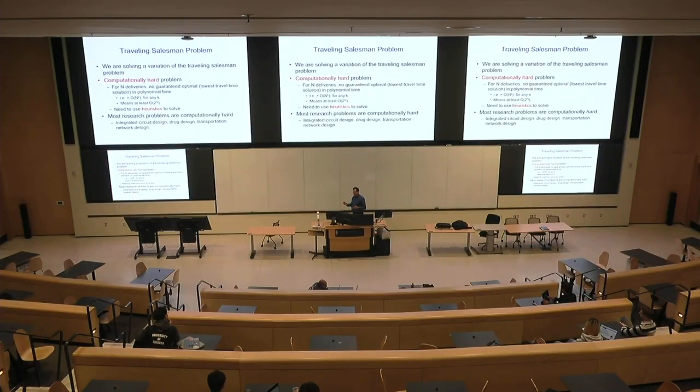Okay, so most research problems you actually work on in algorithms are computationally hard. That's where people spend their time. If there's a perfect solution, people just use it, right? They have to be able to code it in their domain, but then they're kind of done. And these come up in all sorts of domains.